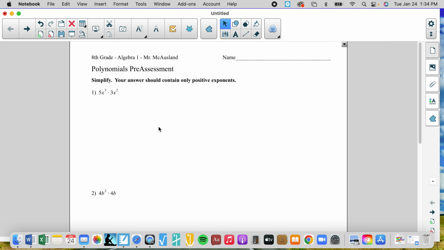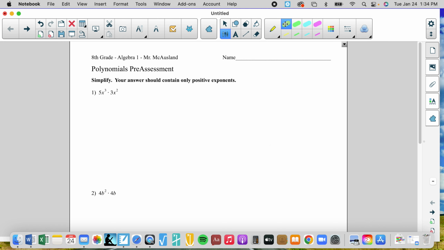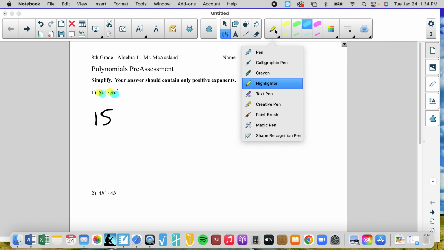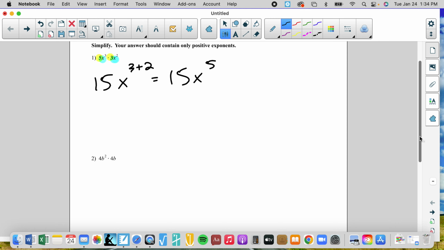So here we have monomials times monomials. We are going to always multiply coefficient with coefficient. 5 times 3 is 15. And then when we have like bases, we have x and x, what we do is we add their exponents. So we have x to the 3 plus 2, or 15x to the 5th. So we're going to move through these relatively fast.